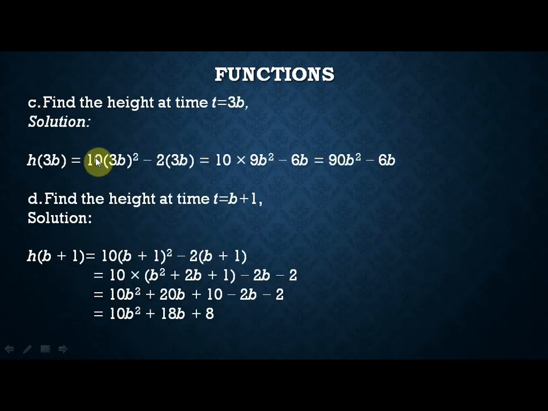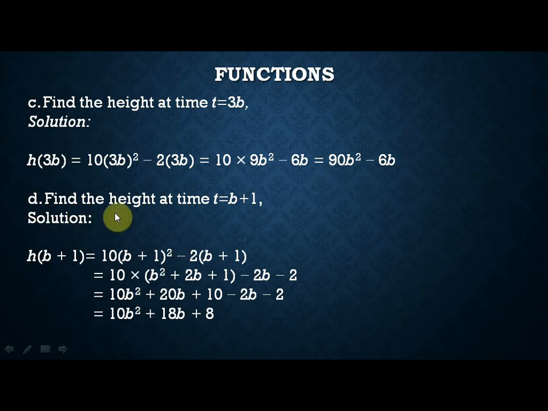Moving on, part c is find the height at time equal to 3b. Now it becomes 3b. So we just put t equals 3b in the function. So h of 3b equals 10 times (3b) whole square minus 2 times 3b. So 10 times (3b) whole square means 90b square, minus 3 times 2 is 6, so minus 6b. So 90b square minus 6b. This is the final answer. If you are asked to give your answer in the simplest form, we take b common and 3 as well common. So 3b. So we got the simplest answer.